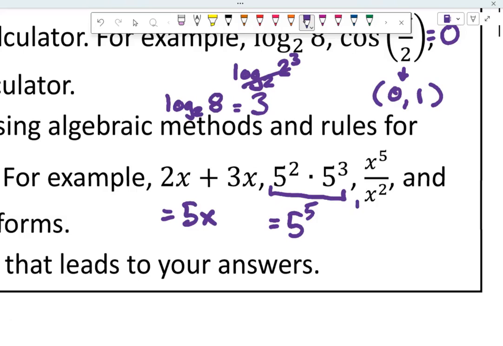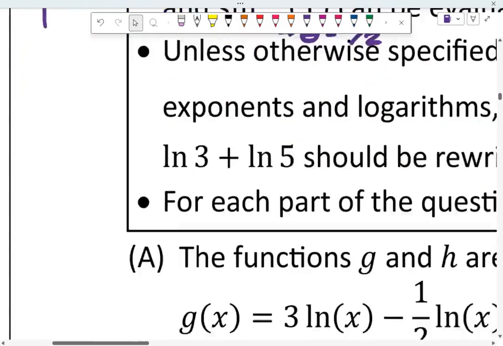What about this one right here? X to the 5th over x squared. What would that become? X what? To the 3rd, right? Simplify it.